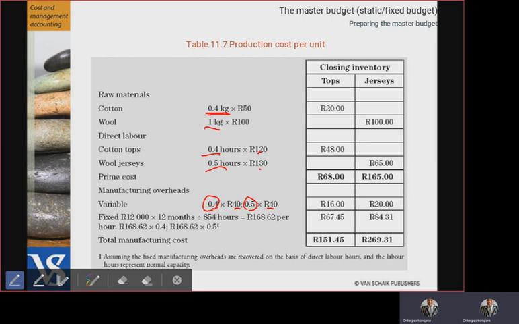If you can go back and look at your direct labor budget in this exercise, these are your total hours there. In the direct labor budget, we've got those hours, so 854. So we take this amount divided by 854. It gives us 168.62 per hour. But we're not looking for the cost per hour, we're looking for the cost per unit.